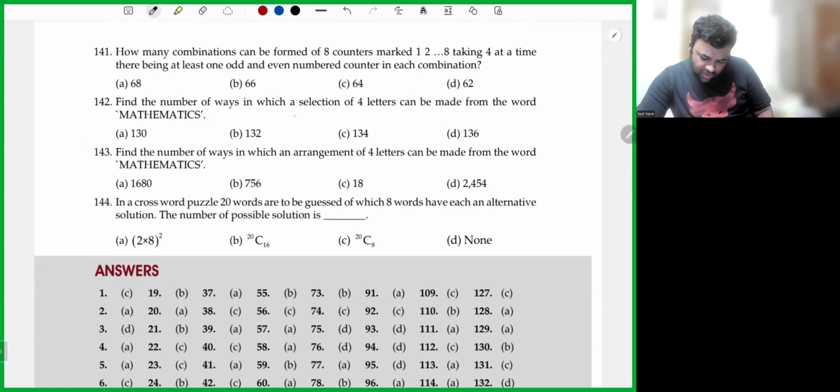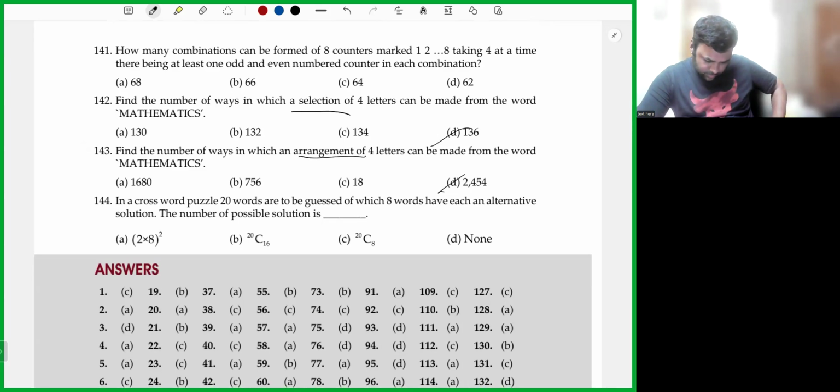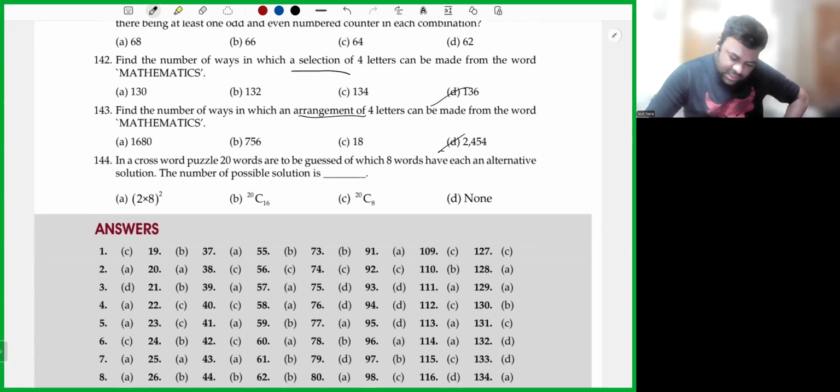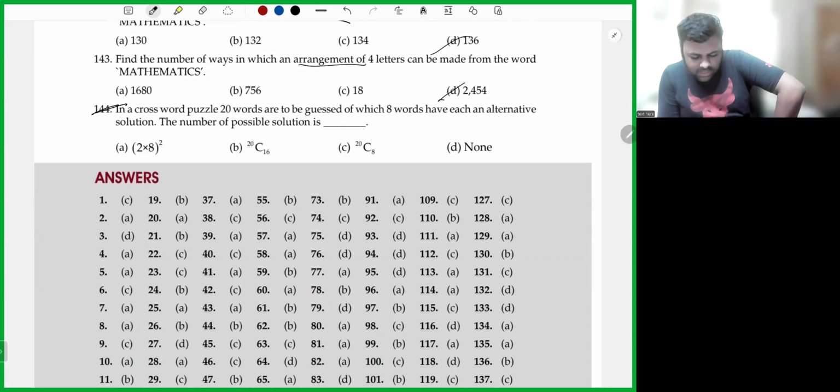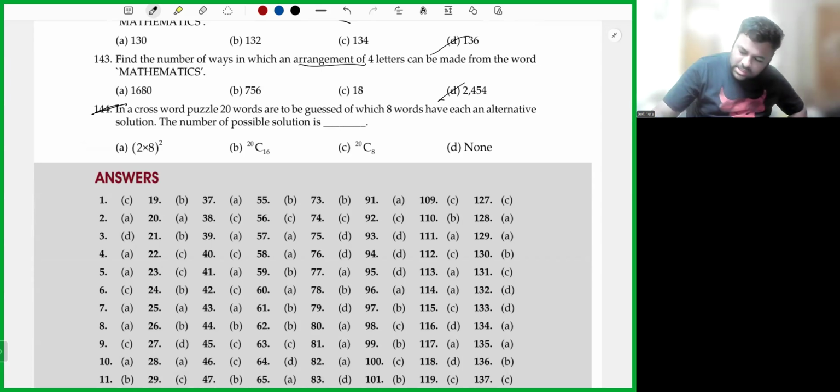See, selection 136, arrangement 245. You can see this 144th question once. In a crossword puzzle, 20 words are to be guessed, out of which 8 words have each an alternative solution. The number of possibilities are. He's telling each word has an alternative solution.